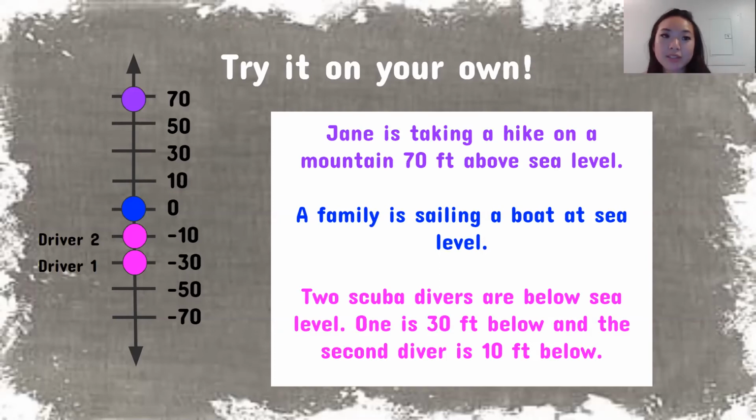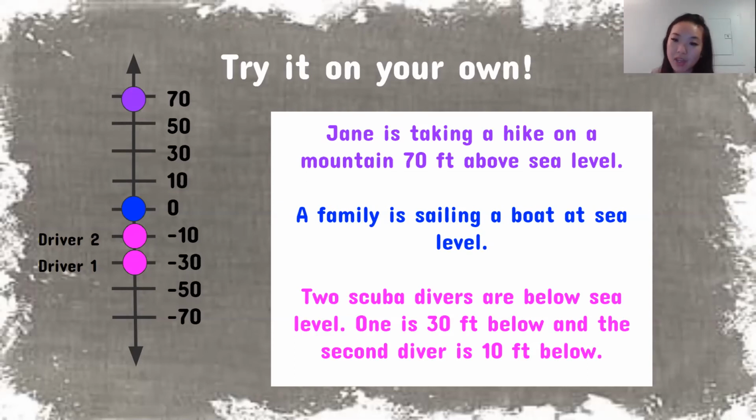So my corresponding dot on the number line will be 70, positive 70, because she is 70 feet above sea level. And again, we know above sea level means that the number is going to be positive. So a family is sailing a boat at sea level. And again, we know at sea level will be our 0. So I have the blue dot corresponding to that on 0. And then the last one says 2 scuba divers are below sea level.